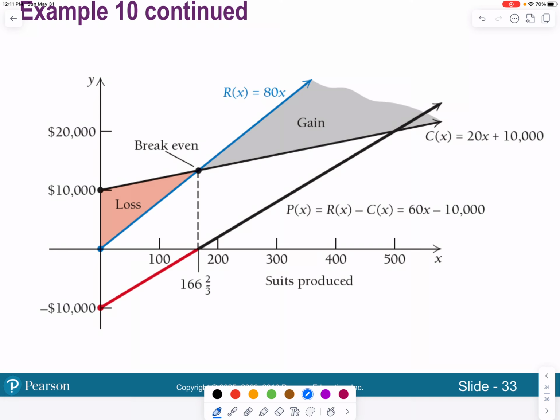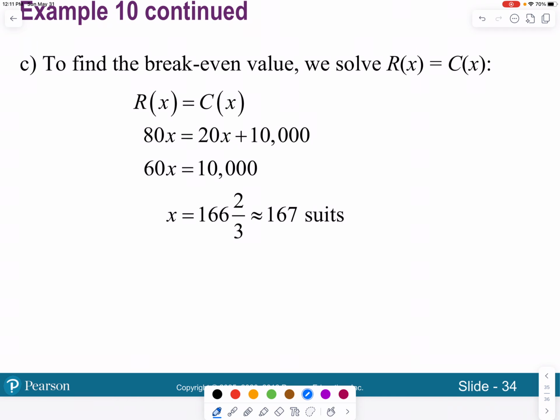So the break-even point is at 166 2/3. So we don't turn a profit until we produce and sell the 167th unit. That's the first time we turn a profit. Anything below 167, we're not turning a profit. So again, we set the revenue equal to the cost. That's where the 166 and 2/3 comes from, so approximately 167 suits. Okay, that was fairly interesting.